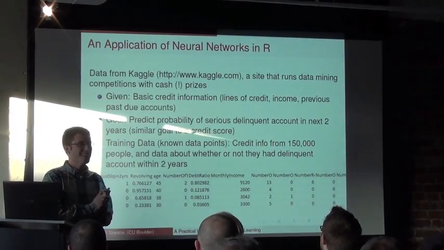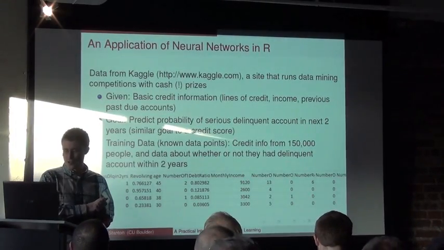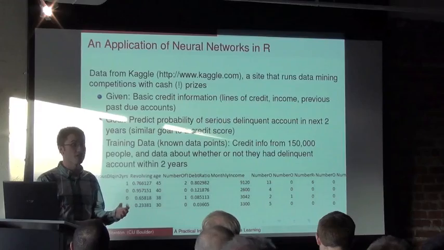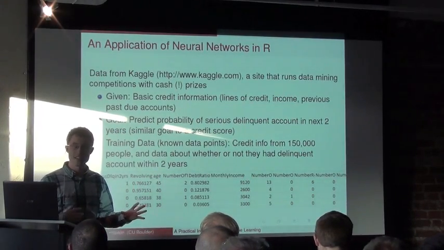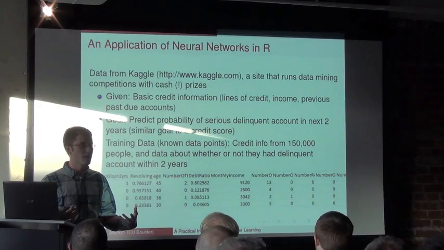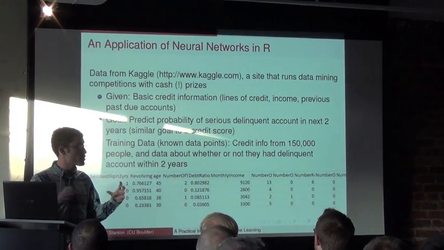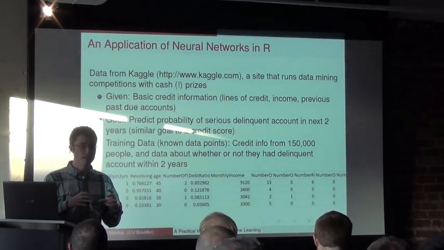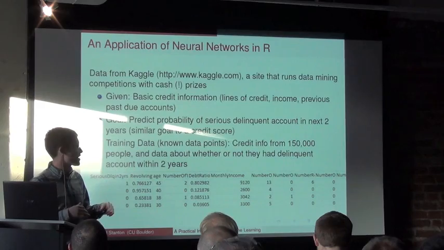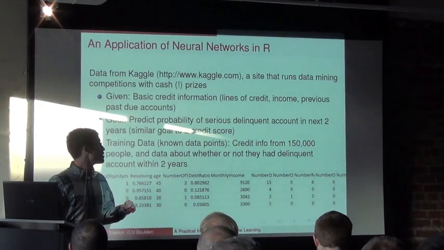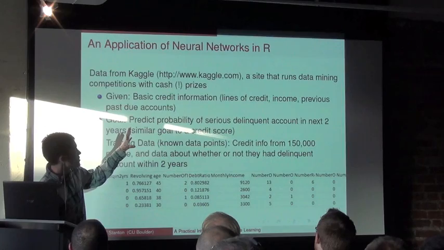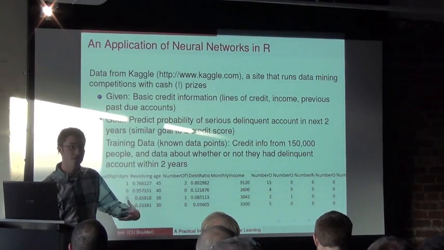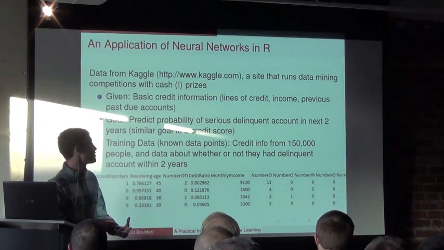Okay, let's continue. Here's a simple application of neural networks using R, which will be really nice for a lot of people to see because you don't have to understand gradient descent to be able to just implement it. You can actually do a very good job because there are really nice models built into R. It's a good reason to learn R, because you'll be surprised at how easy it is to code these things. So we're taking data from Kaggle, which is a nice website that has data mining competitions from which you can actually win money if you do a good job.